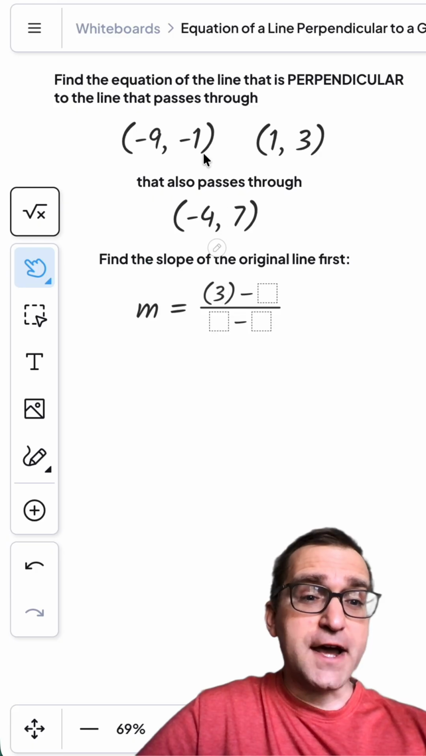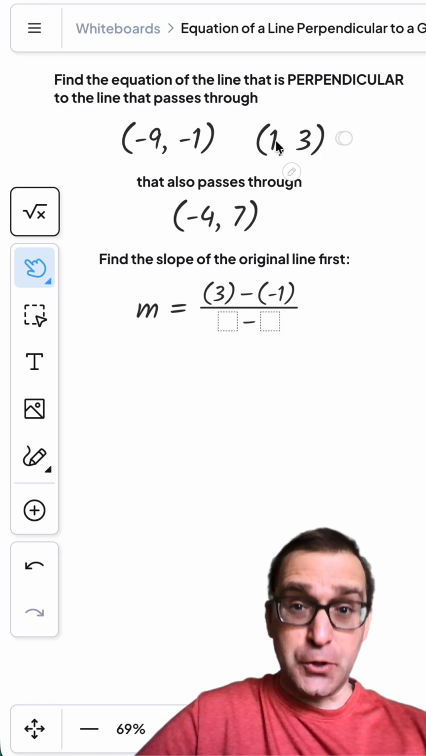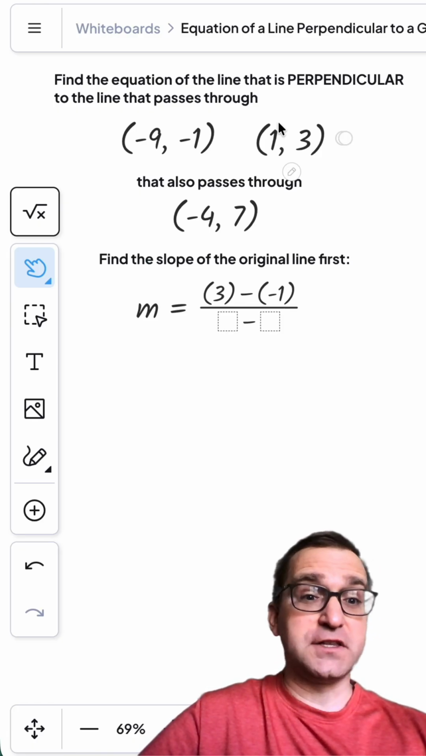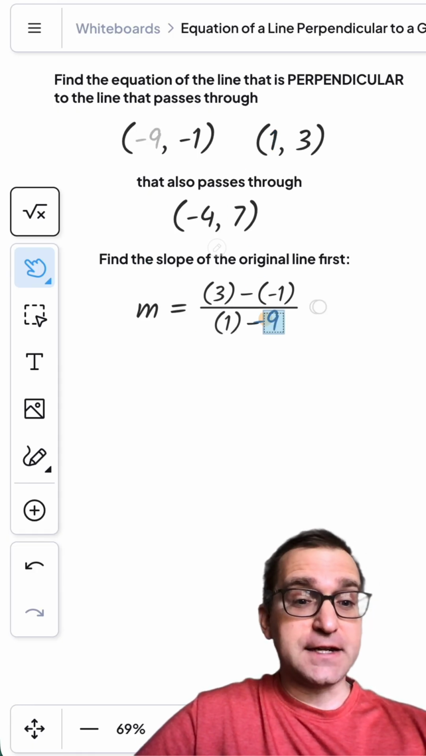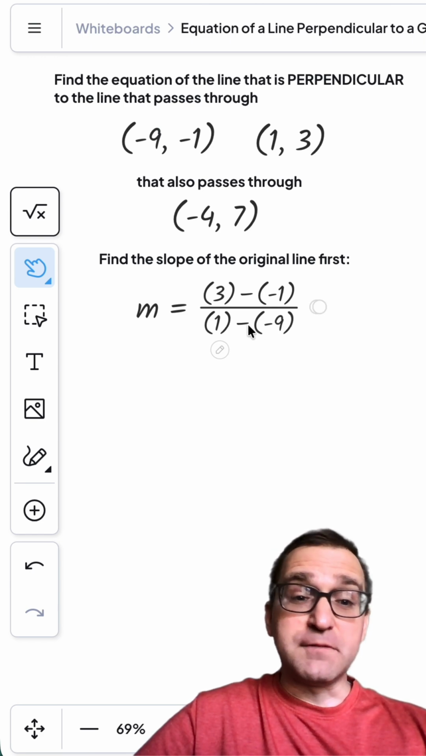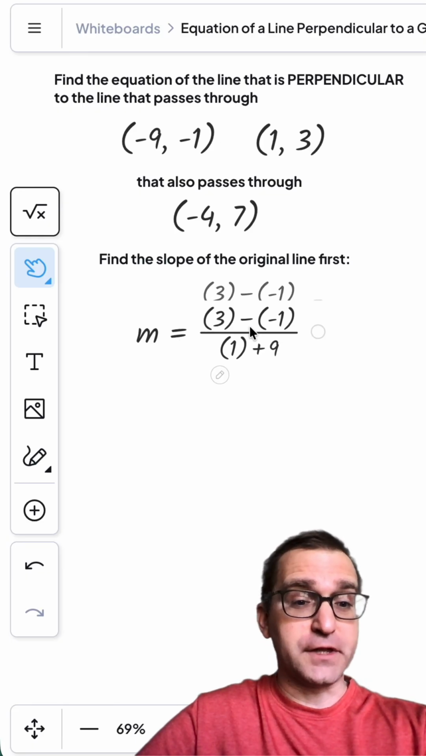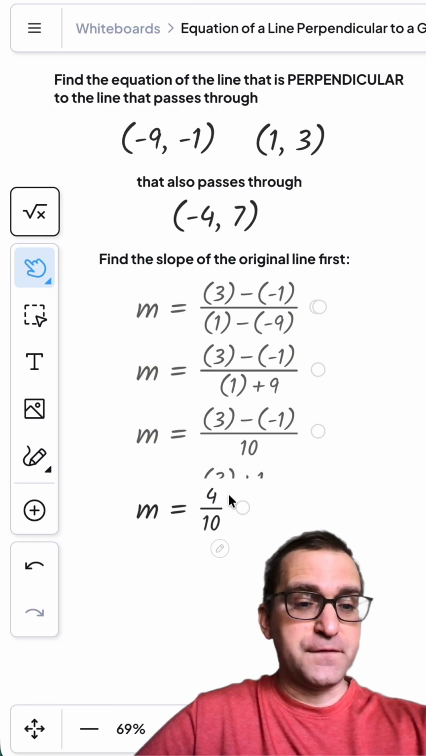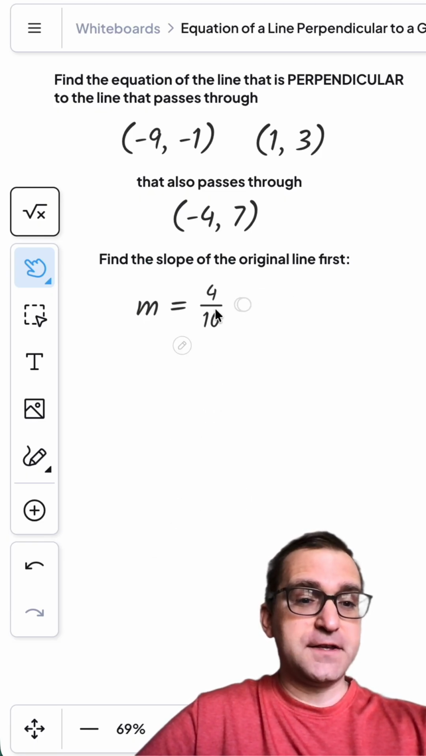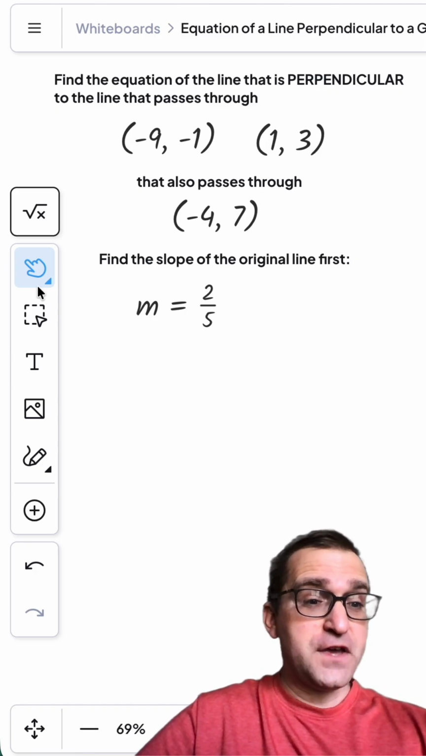And to find the rise, we need to subtract the y-coordinates. Here, 3 minus -1. To find the run, we need to subtract the x-coordinates, respectively, in the same direction that we subtracted the y-coordinates. So here, 1 minus -9. And look at that. The denominator is going to be 1 plus 9, because subtracting a negative is like adding a positive. It's equivalent. So the denominator is 10, and our rise is going to be 4. And the ratio 4 to 10 is 2 to 5. So the slope of our original line is 2/5.